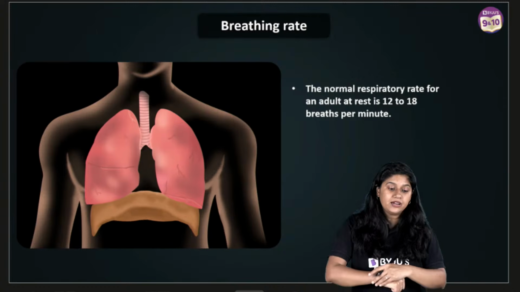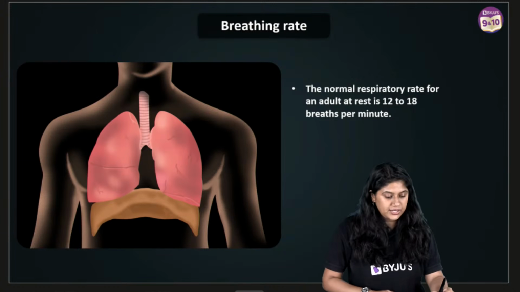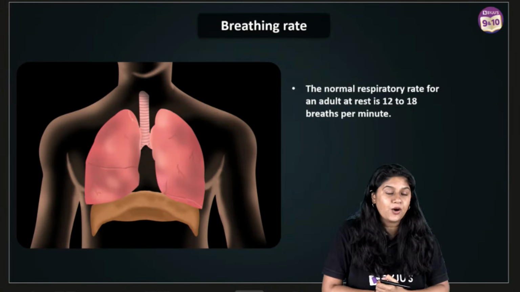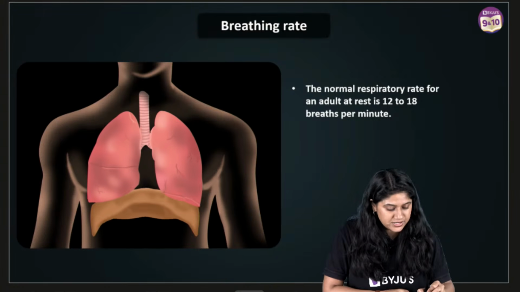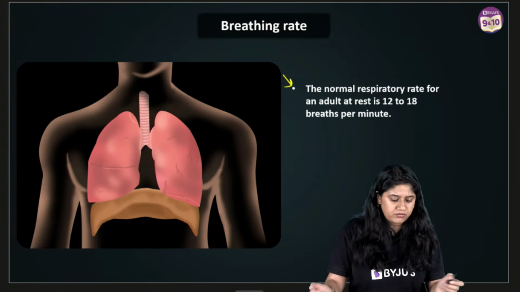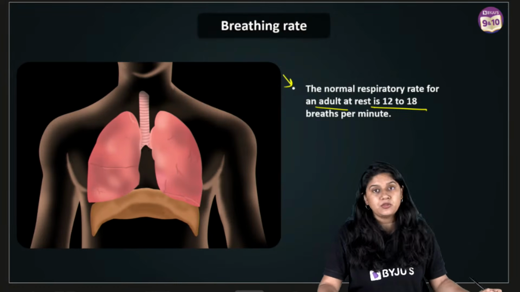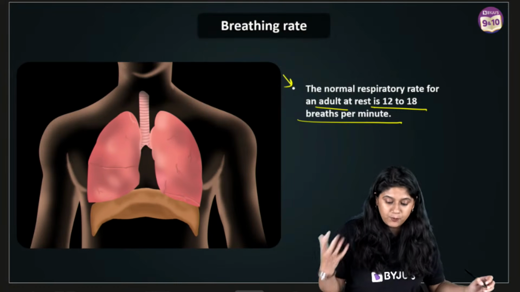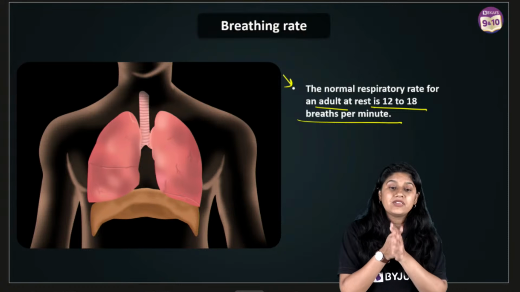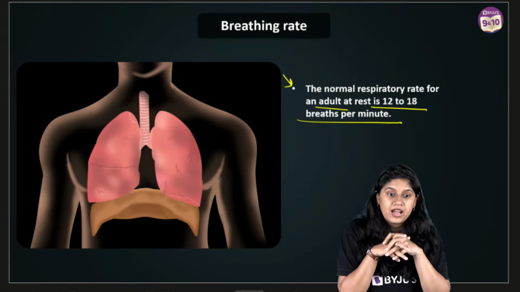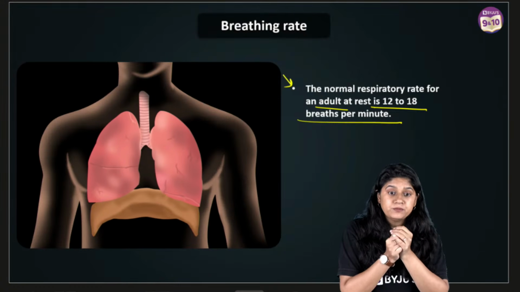Then, are we clear with all this? Let's talk about the breathing rate now. What is breathing rate? Breathing rate is nothing but the normal respiratory rate of an adult at rest, which is 12 to 18 breaths per minute. So this is the number of breaths we have per minute. Everyone, are we clear up to here?